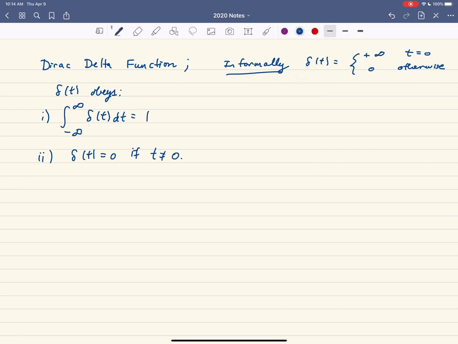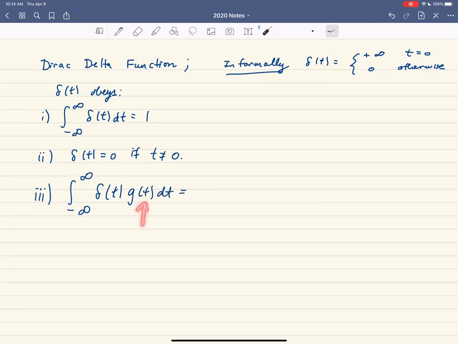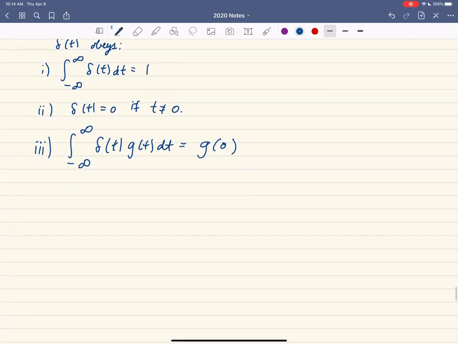And the third property, and this is really the one that's going to be the most useful for us, is that if we integrate from negative infinity to infinity delta of t times some other function, say g, what's going to happen is we're going to get whatever g is at this point 0. So it turns out we're going to get g of 0. That's how this function is defined.